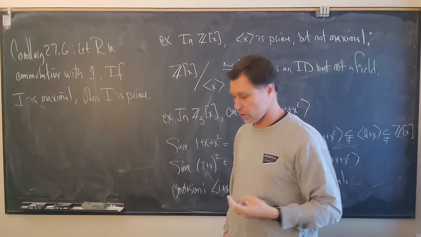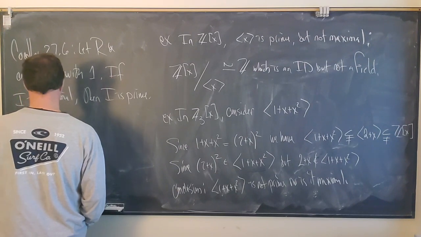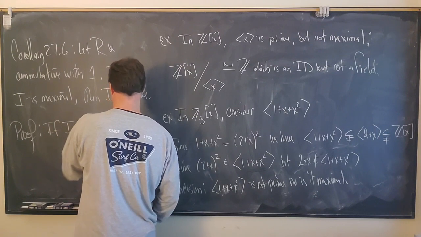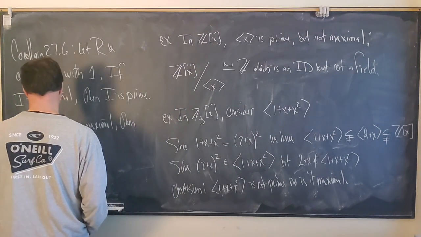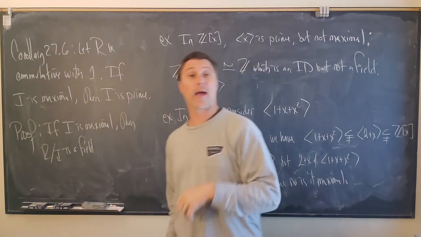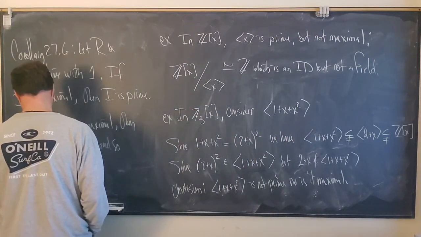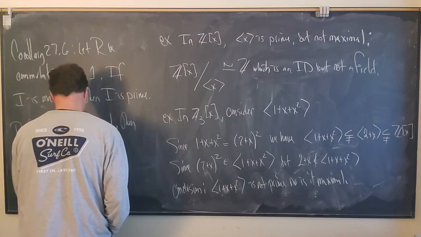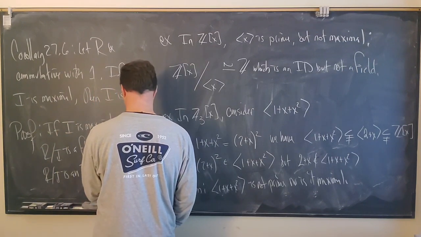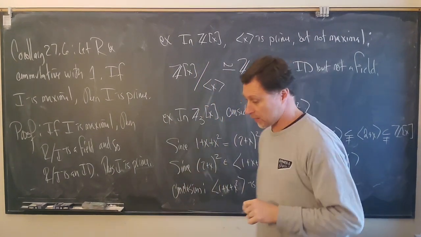Because when you take the quotient, right? Let's write up a little proof here. If I is maximal, then we know that the quotient R mod I is a field, and every field is an integral domain. And so R mod I is an integral domain. Thus, I is prime. Right? So maximal ideals are prime. Prime ideals are not necessarily maximal.